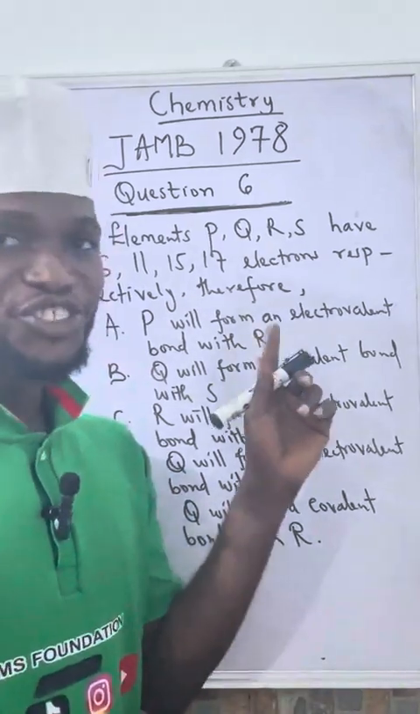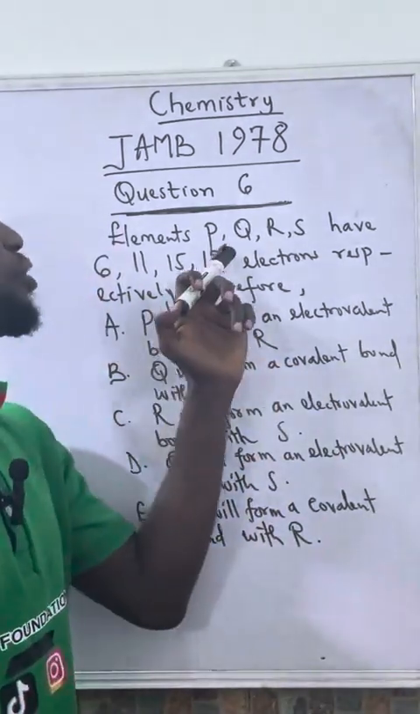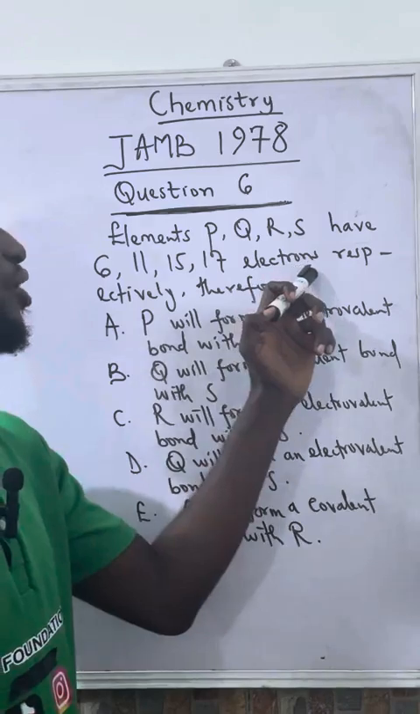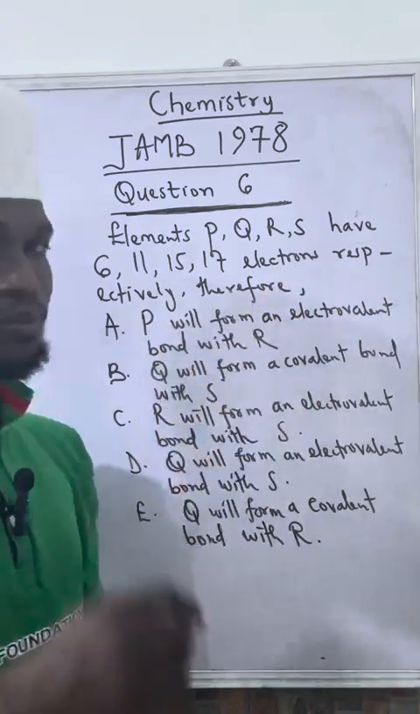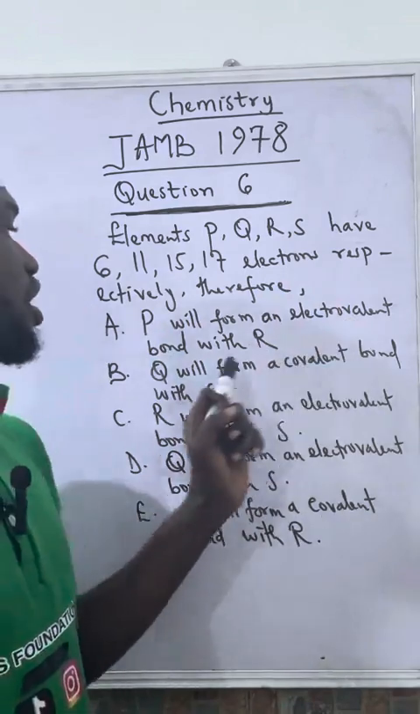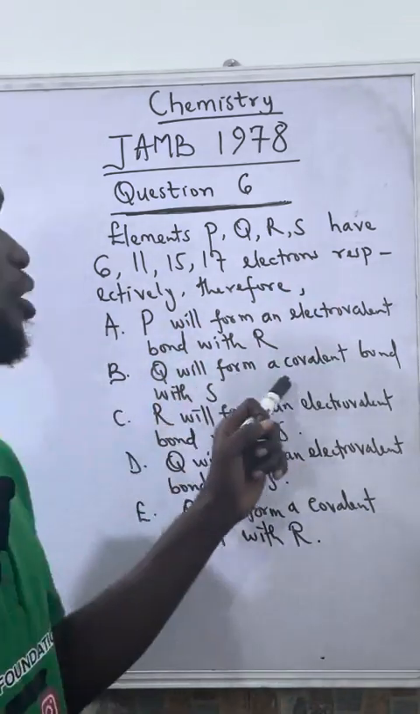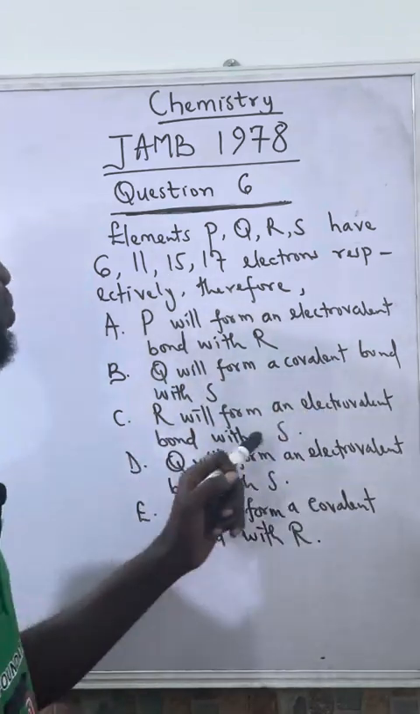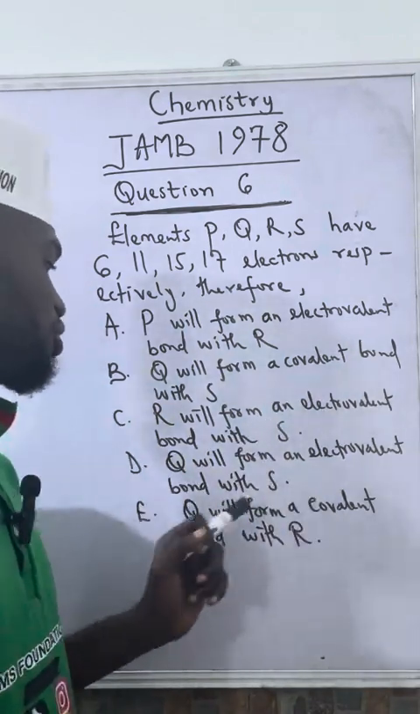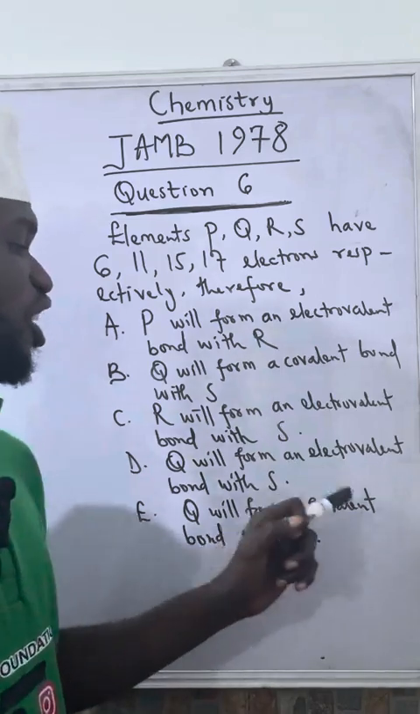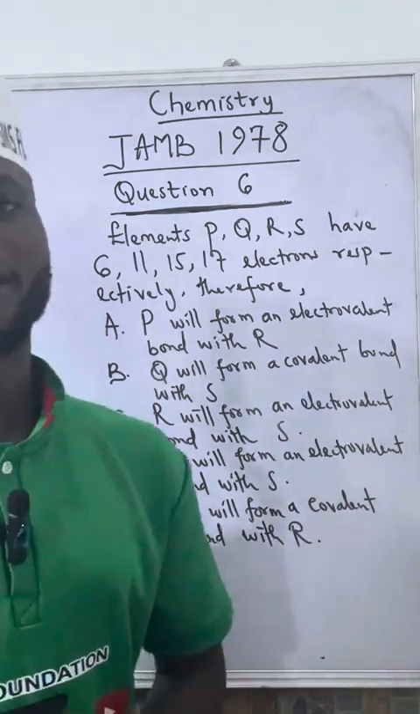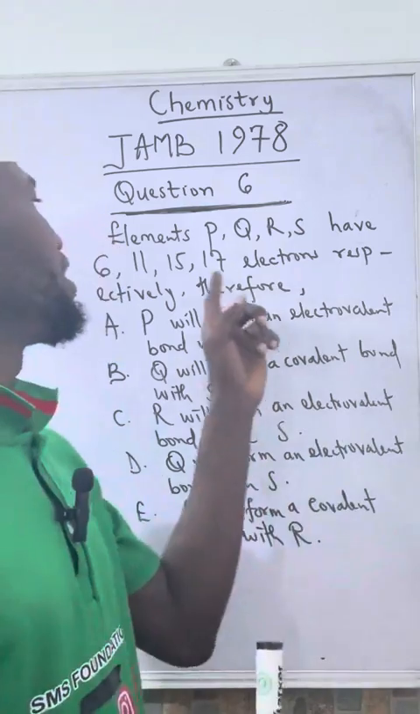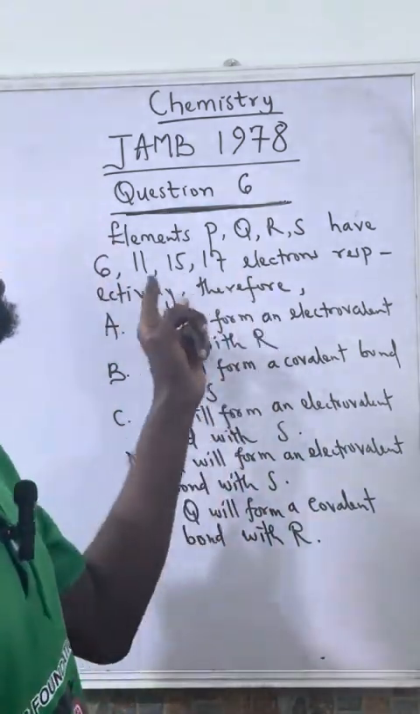Let us see this chemistry question. Elements P, Q, R, S have 6, 11, 15, 17 electrons respectively. Therefore, P will form an electrovalent bond with R, Q will form a covalent bond with S, R will form an electrovalent bond with S, Q will form an electrovalent bond with S, Q will form a covalent bond with R.